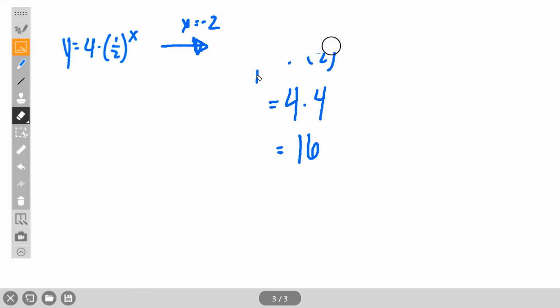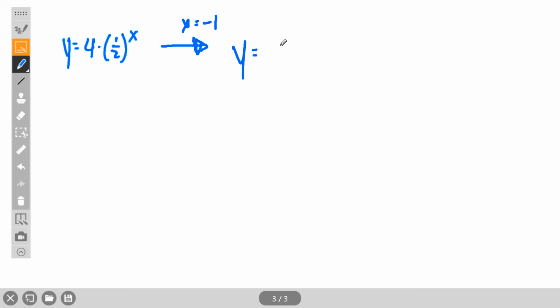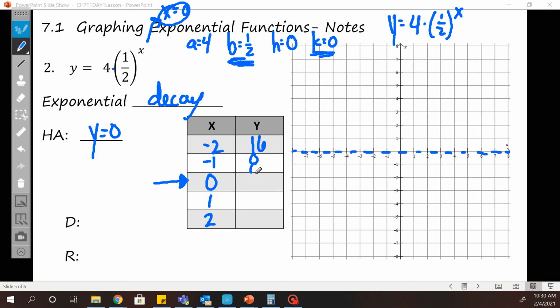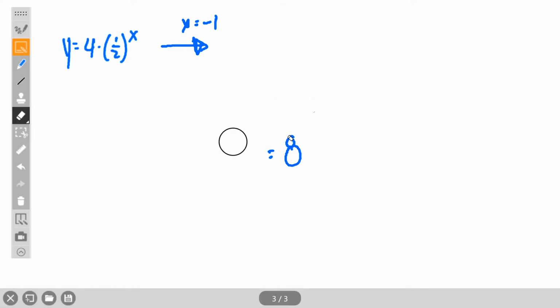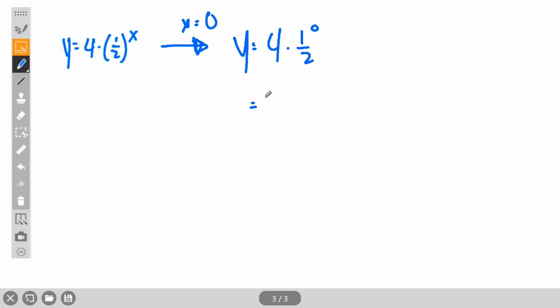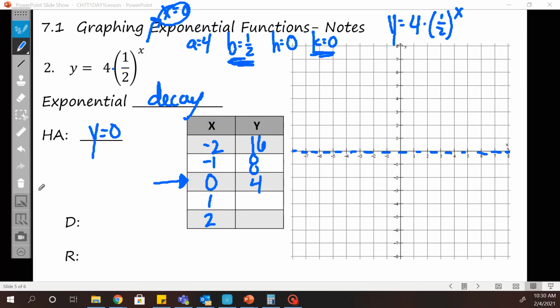All right, let's plug in -1. So y equals 4 times 1/2 to the -1 power. We can plug that into a calculator. We'll get 2, which is 8. So the next point, -1, comma 8. All right, next we plug in 0. Y equals 4 times 1/2 to the 0 power. That 1/2 to the 0 power is just 1, and 4 times 1 is 4. So 0, comma 4.